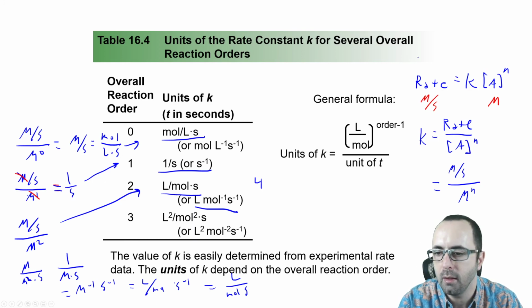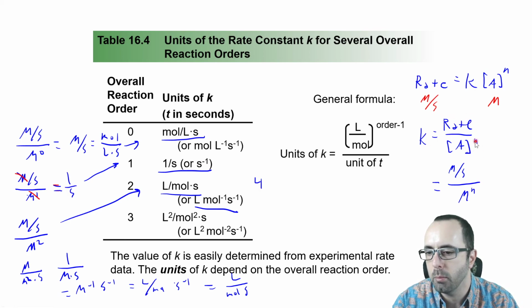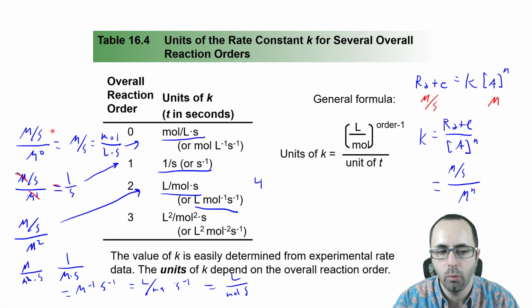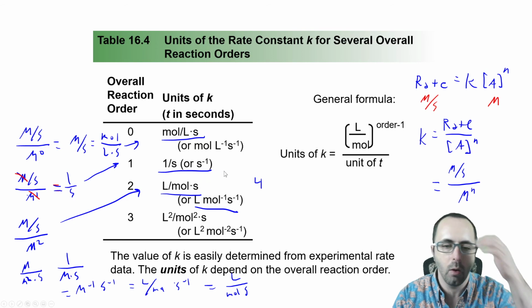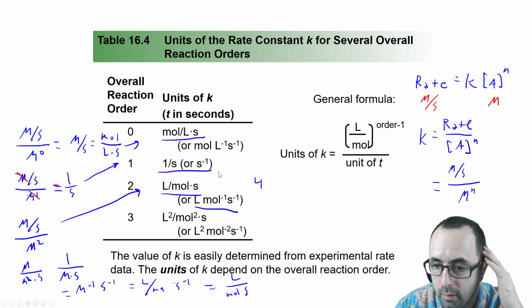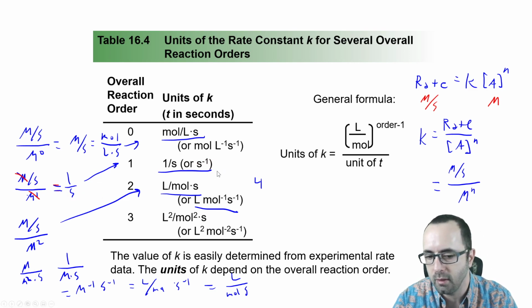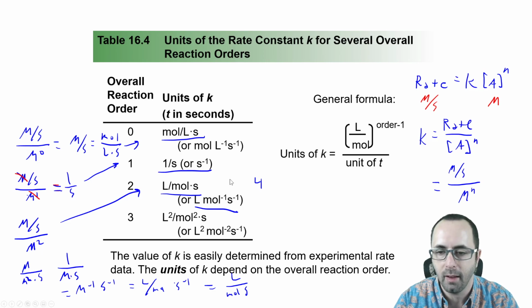K is the rate over the concentration to whatever power. So if you put the units of rate, molarities per second, and then divide by concentration to whatever power, you can figure out what units you would have for K in any of these situations. And of course, the time is in seconds. It could be other units of time as well, but seconds is kind of the default.